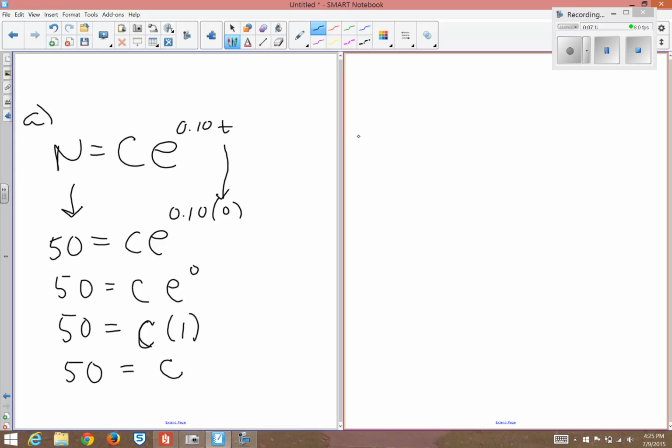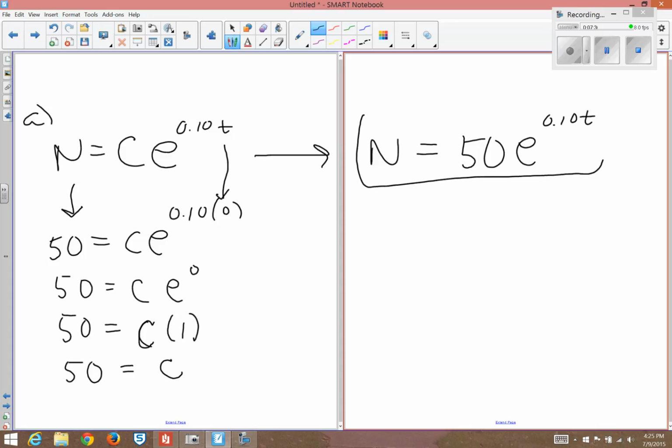We're going to say our answer to part A coming from this is n equals 50, that we just found, times e to the 0.10t. That's the number of franchises. We say that this equation is the solution to the given differential equation.